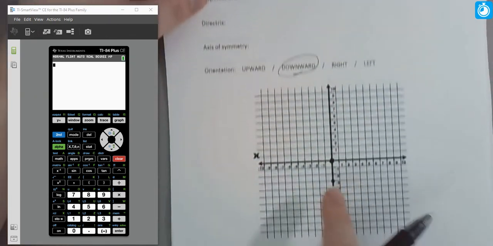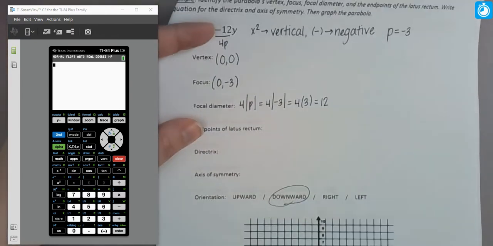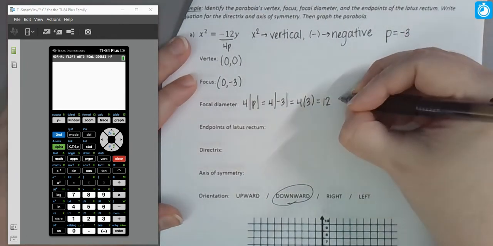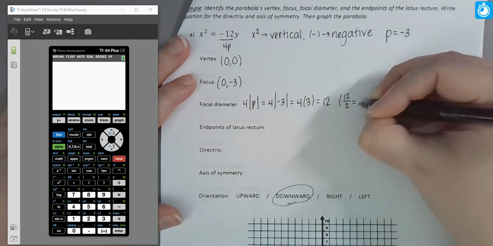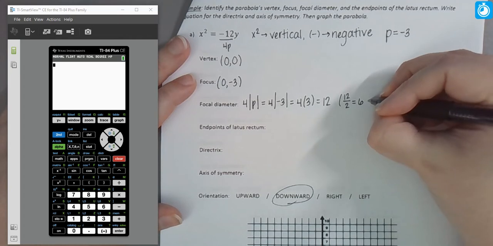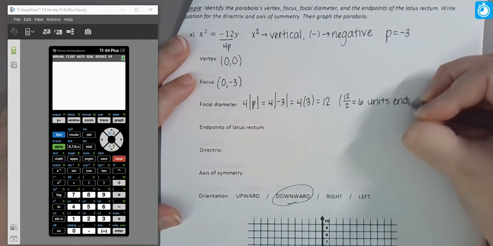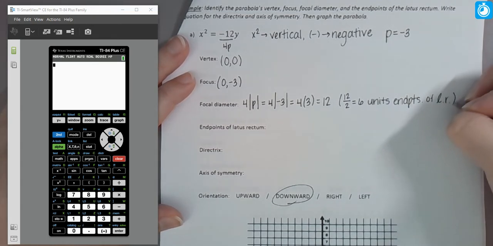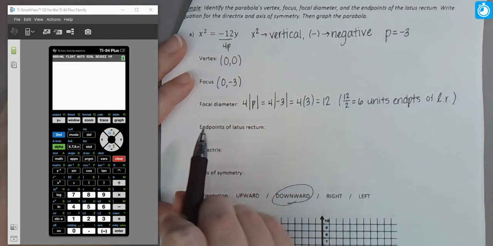Now, what does that mean? That means to go from one side of the parabola to the other, passing through the focus, we have to travel a total of 12 units. From a more practical standpoint, there are half of that, 6 units, to the endpoints of the latus rectum, that line segment that passes through the focus and ends on the graph. So from that, we can determine where those endpoints are.